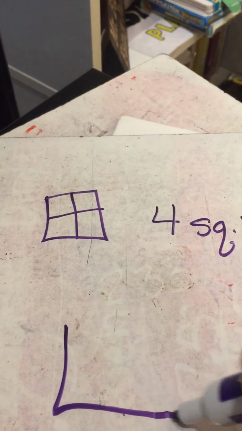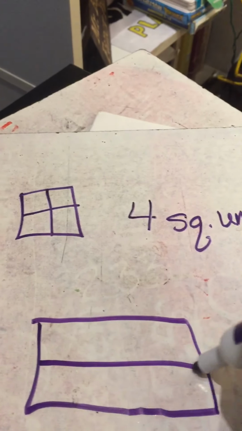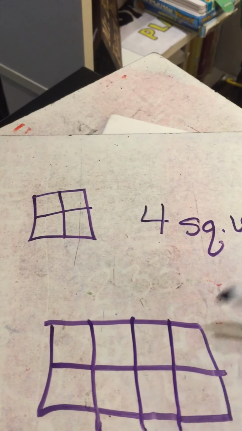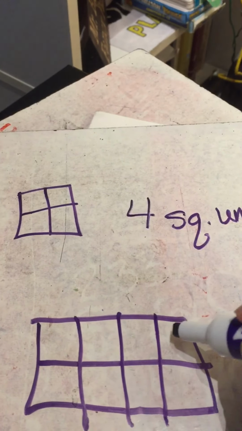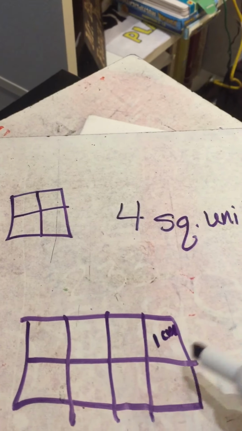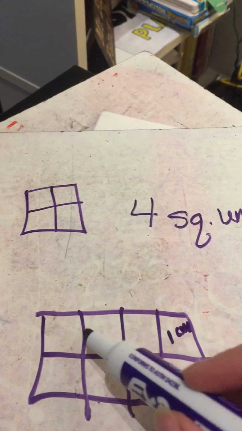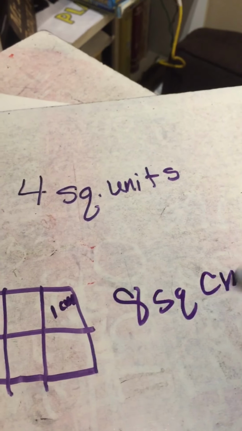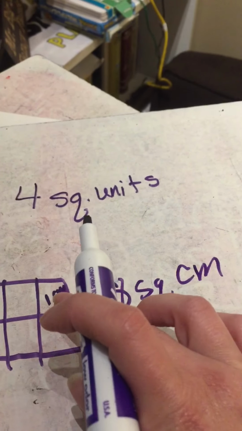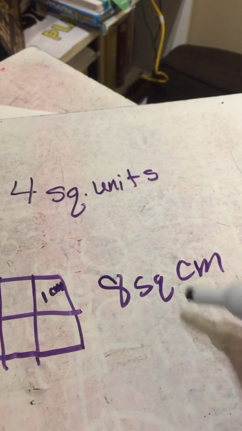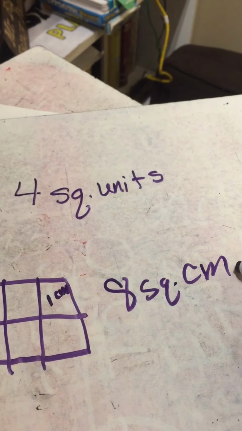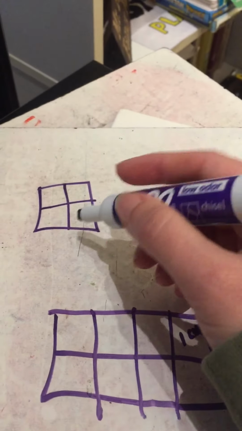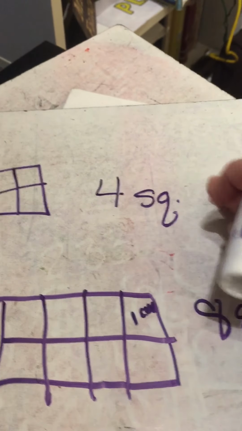But if it were like this, and I told you that each one of these is 1 centimeter, well then we would go 1, 2, 3, 4, 5, 6, 7, 8. 8 square centimeters. And whatever I said this was, that's what you would change that to. So you want to make sure to label square centimeters. Or if it was inches, if this was 4 square inches.